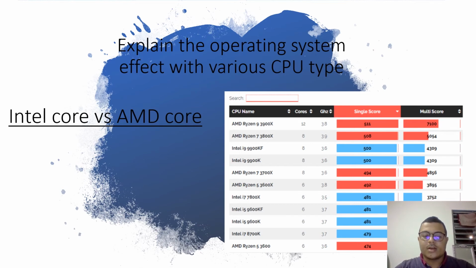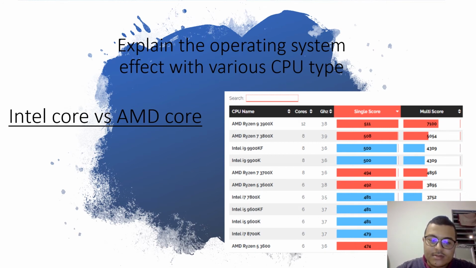In the past, Intel was very successful compared with AMD, but now I think AMD has also achieved a good level in this type of CPU. If we compare AMD and Intel, we will see that both have many types. For example, AMD has Ryzen 9, Ryzen 7, Ryzen 5, and Intel has i9, i7, i5 until i3.